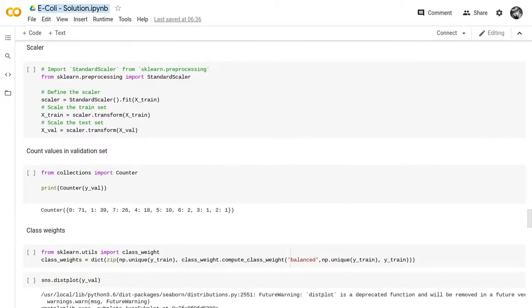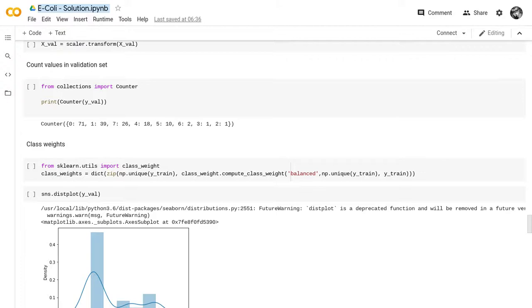Now we have scaled it. We've put the answers on the standard scaler. So scaler equals StandardScaler, fit x train, equals scaler transform x train, x val equals scaler transform x val. So we just scaled the independent variables. We didn't scale the dependent variables.